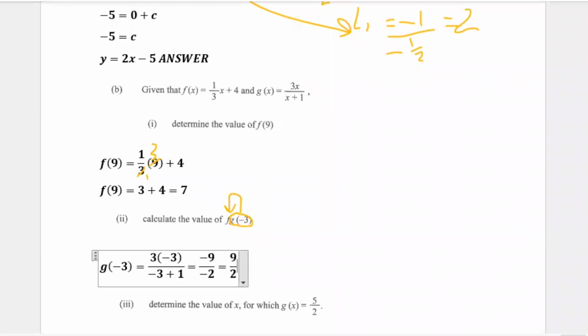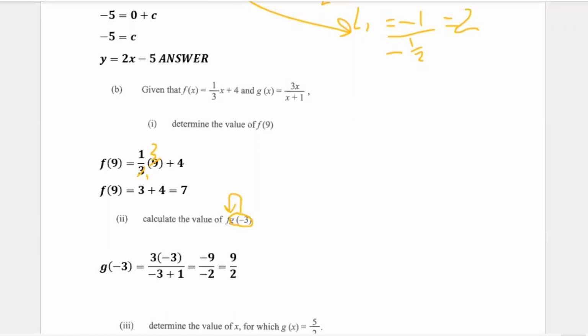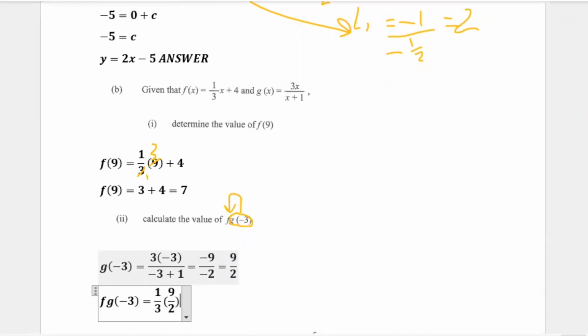Now in the f of x function, wherever that we see x, we're going to replace it with g of -3, and we know that g of -3 is 9 over 2. So wherever in the f of x function that you see x, you will replace it with 9 over 2. So what that will look like is f of g of -3. Everywhere that we see x, we're going to write 9 over 2. So it will become 1 over 3 being multiplied by 9 over 2 plus 4.